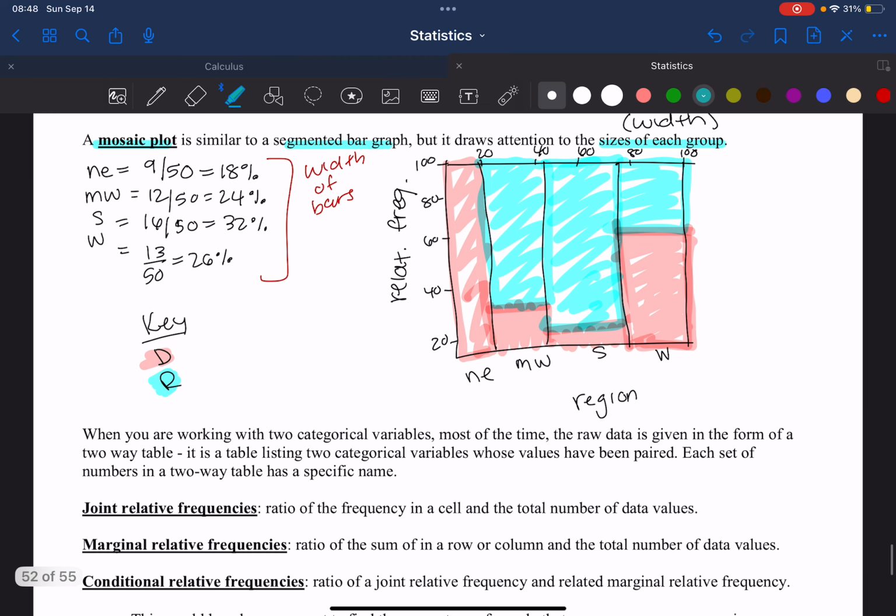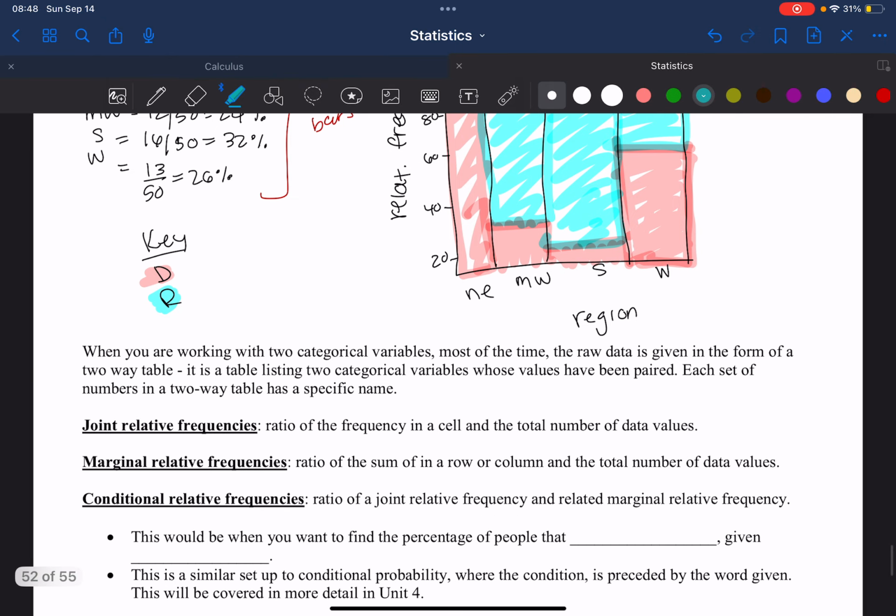So it says when you're working with two categorical variables, most of the time the raw data is given in the form of a two-way table. It is a table listing two categorical variables whose values have been paired. Each set of numbers in a two-way table have a specific name. So now we're going to look at some definitions here.